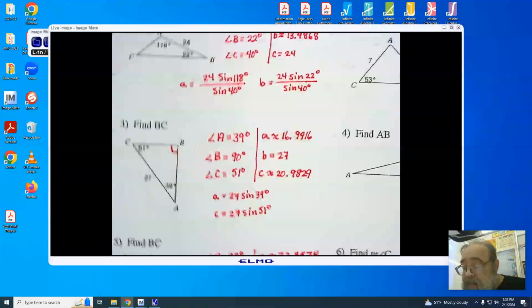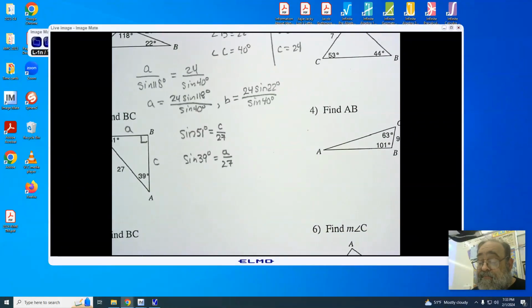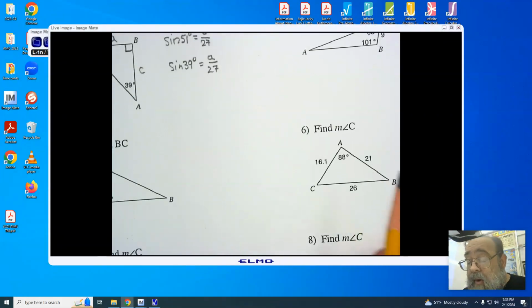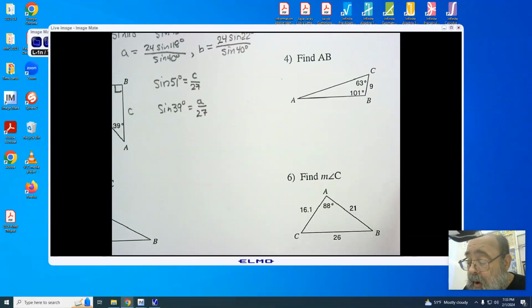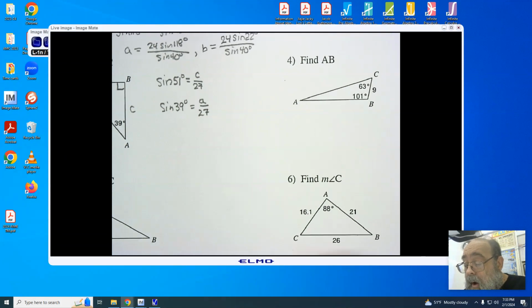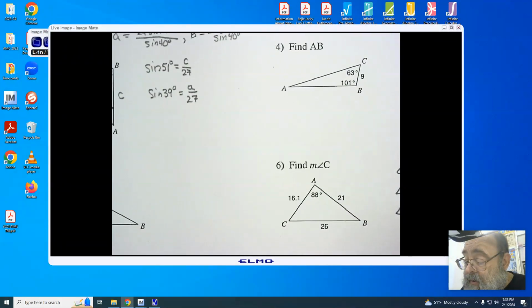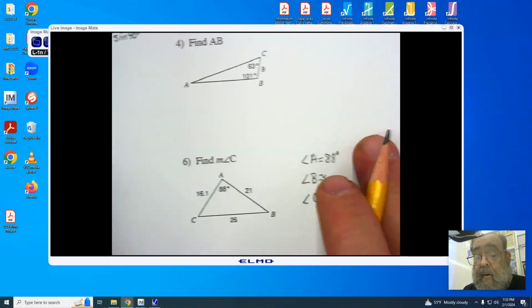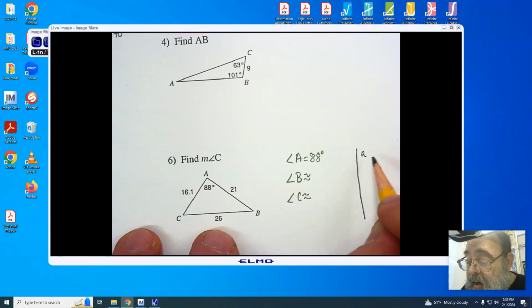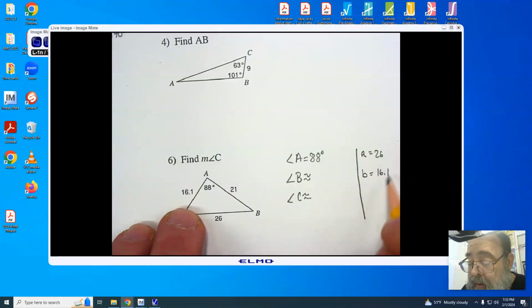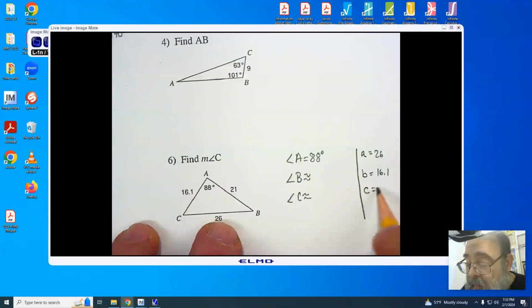Let's go ahead and go down to number 6. Number 6, gee, they only give me one angle. All right, so we're going to go ahead and say angle A is 88 degrees. We're going to need to find angle B, which will be an approximation, and angle C, which will be an approximation. We have been given all 3 sides here. So side A, I'm going to write that down, and side A is going to be 26. B is going to be 16.1, and C is going to be 21.